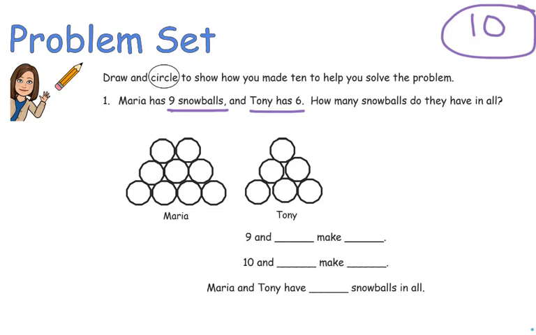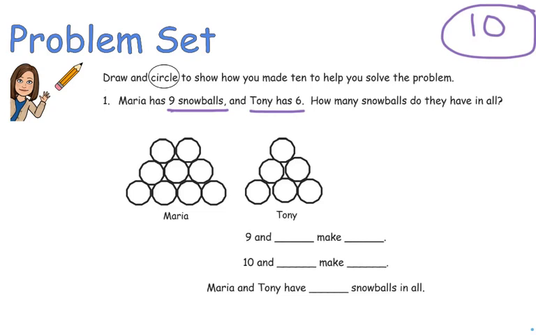So we have 1, 2, 3, 4, 5, 6, 7, 8, 9 snowballs for Maria, and 1, 2, 3, 4, 5, 6 for Tony. So what we're going to do is circle and make our group of 10. So again, I'm going to use my 9.